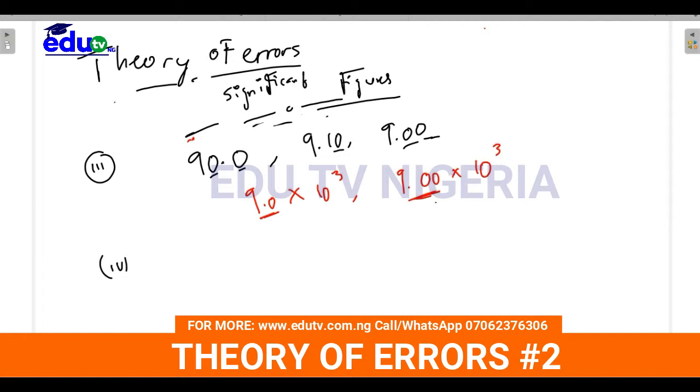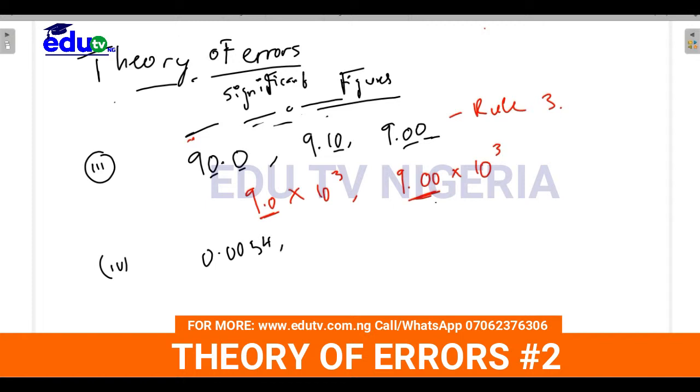Rule number 4. Rule number 3 says terminal zeros ending at the right of the decimal point are significant. But rule number 4 says terminal zeros ending to the left of the decimal point may or may not be significant. Now it varies. Let me give you an example.